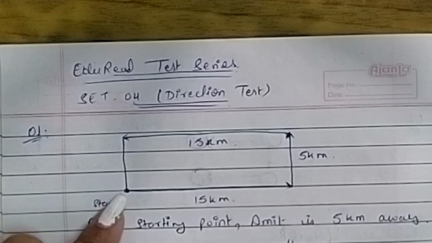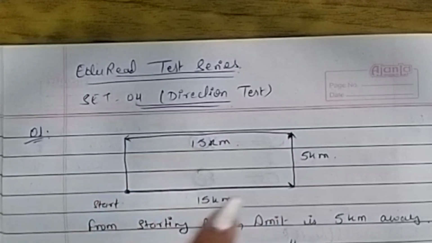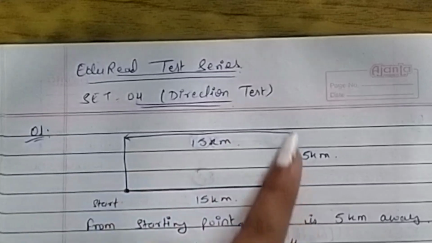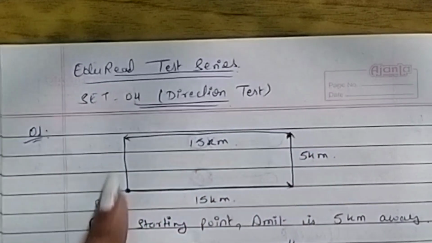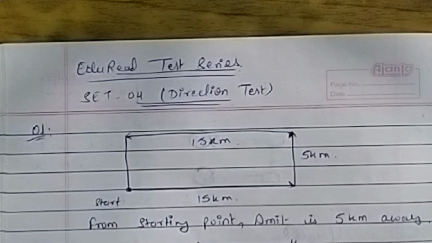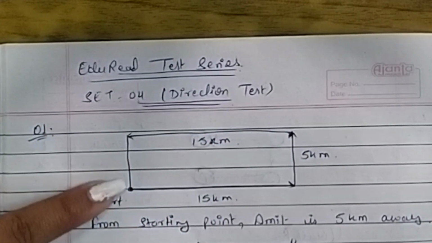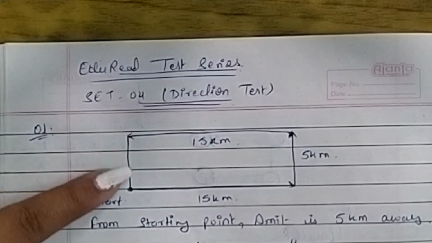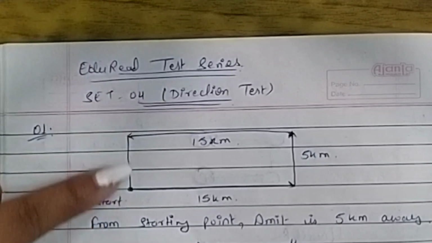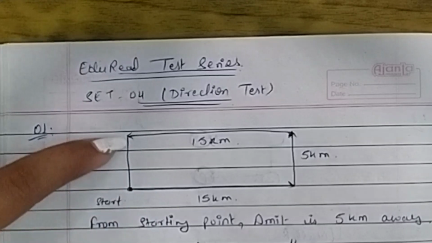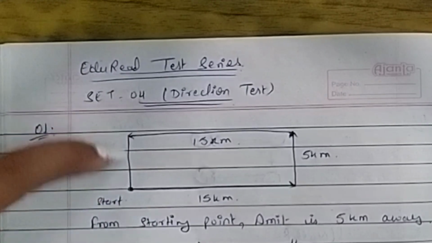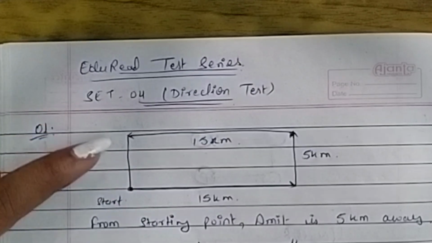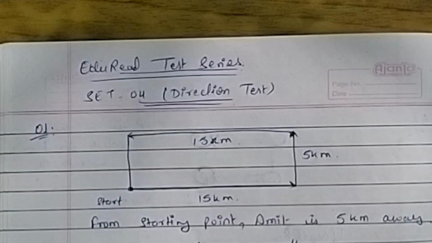So we can say that this is completely forming a rectangle. This side will be equal to the opposite side. Hence, we can say that he is 5 kilometers far from the starting point, because this is the starting point and this is the destination or final point. So the distance between these two is 5 kilometers. Hence the answer for this question is option A, 5 kilometers.